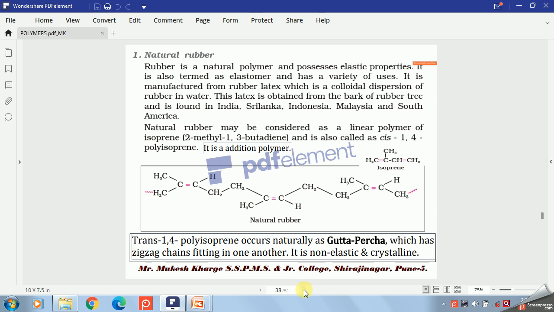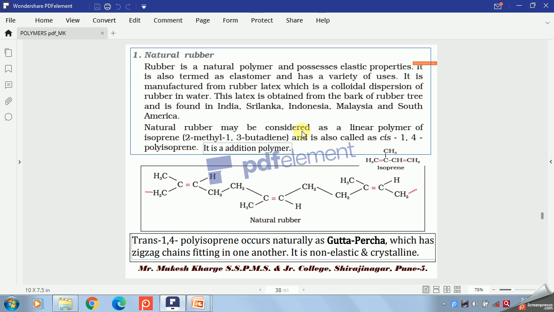Next type of polymer is natural rubber. Rubber is a natural polymer and possesses elastic property. It is also termed as elastomers and has a variety of uses. It is manufactured from the rubber latex, which is a colloidal dispersion of rubber in water, which you already learned in standard eleventh. This latex is obtained from the bark of the rubber tree, and it is found in India, Sri Lanka, Indonesia, Malaysia and South Africa. So how it is prepared, let us discuss.